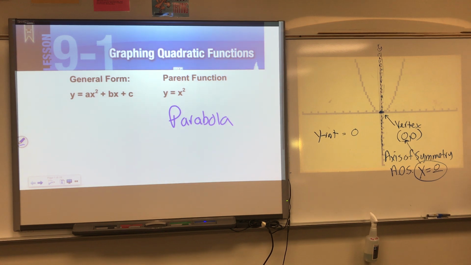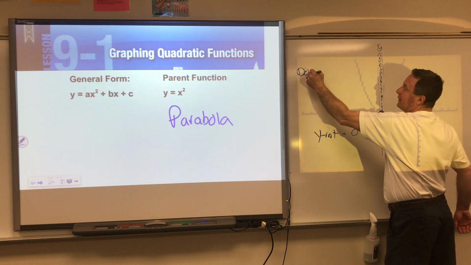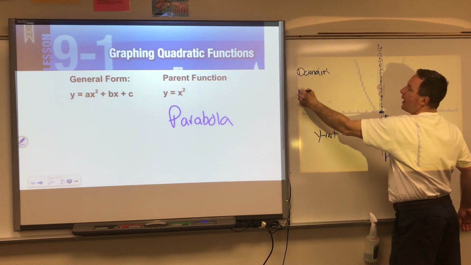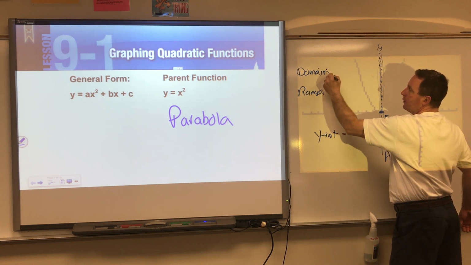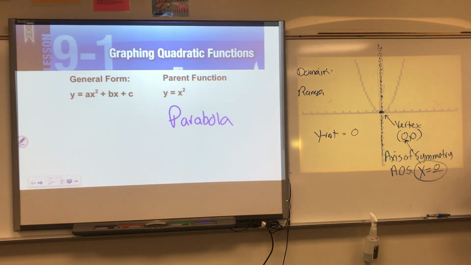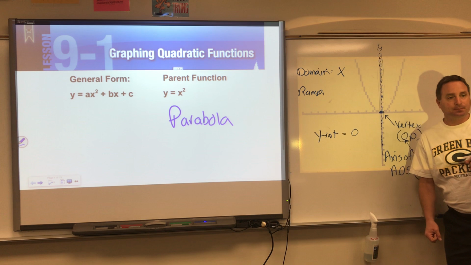Another thing about parabolas is we can describe the domain and the range of parabolas. And we're going to be finding and labeling and describing all of these things today when we graph these. But the domain and the range, if you remember, the domain talks about the x values.